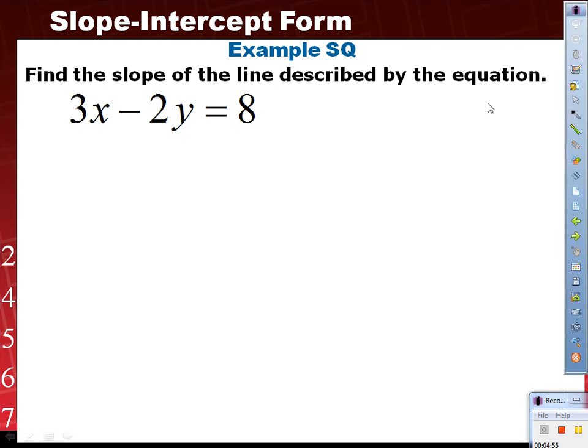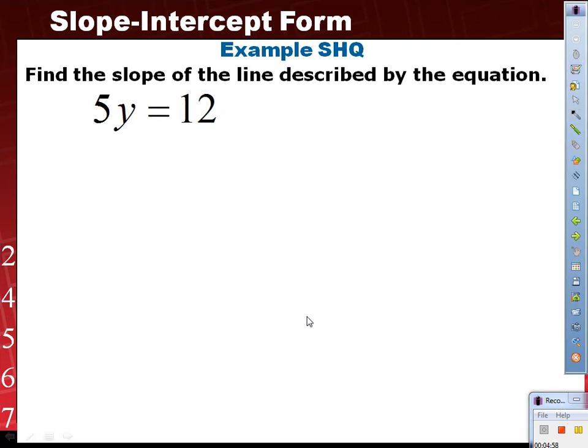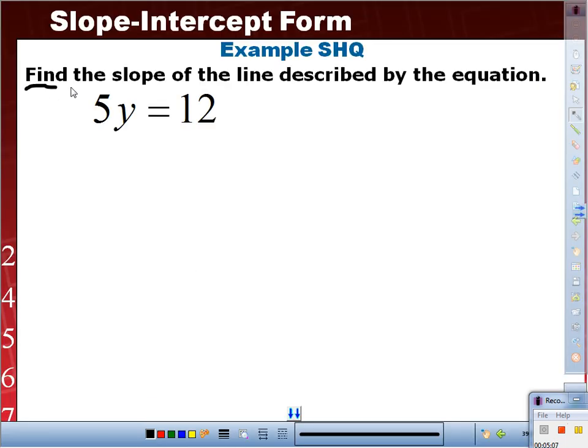Okay. On your Cornell notes, copy this one. Example 2. For the instructions, just write find the slope and write the equation 5y equals 12.